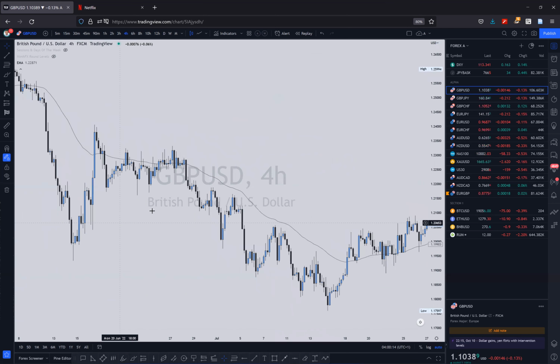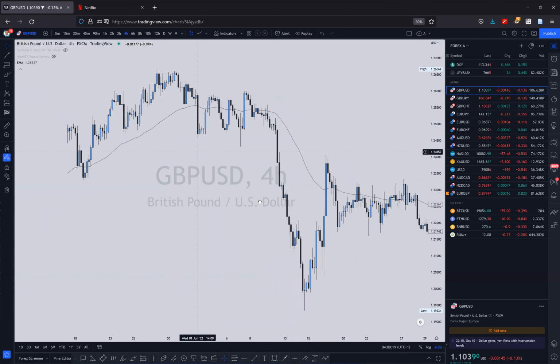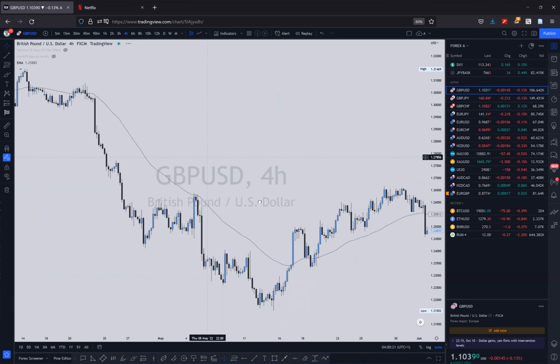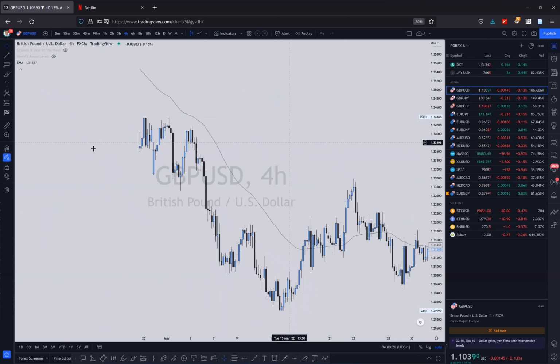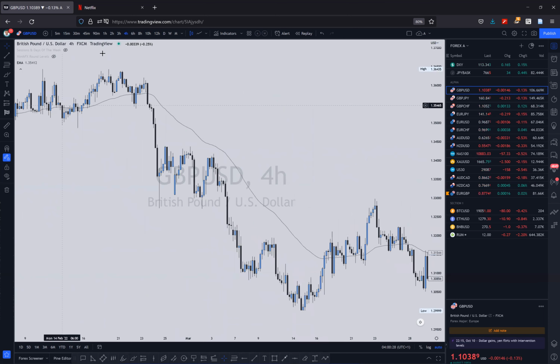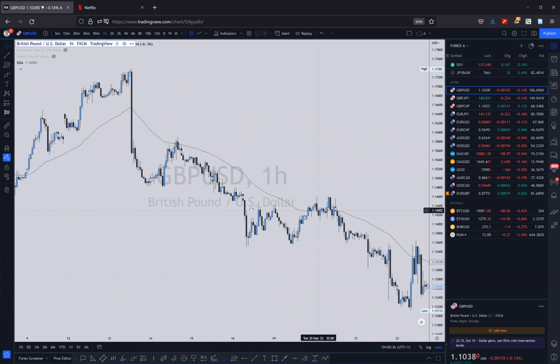So there could be so many scenarios. This could be one of the very safest entries that you would get by waiting for price to break the EMA, breaking the trend line, and then going in the position of the EMA. So let's go to the 1 hour time frame and see what we can see on this time frame.